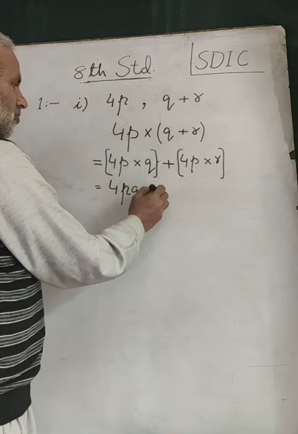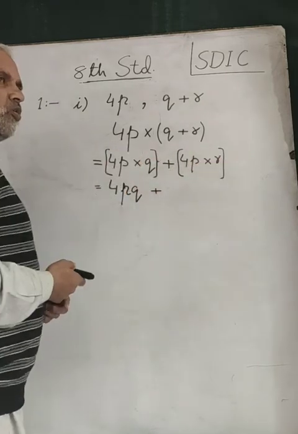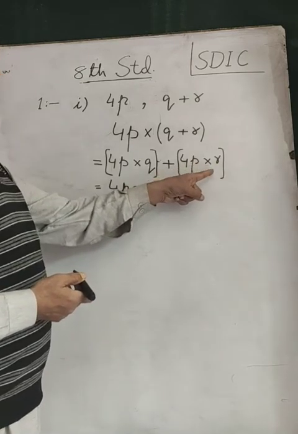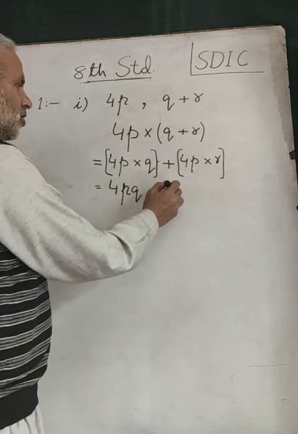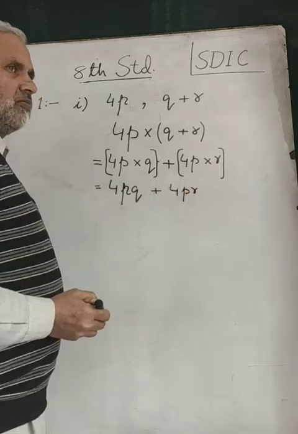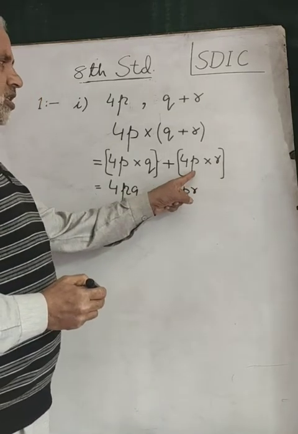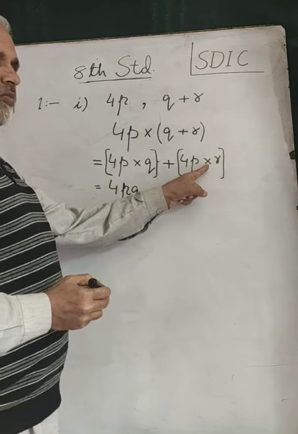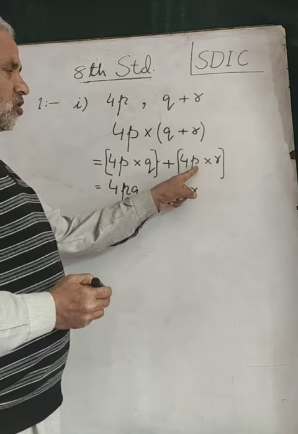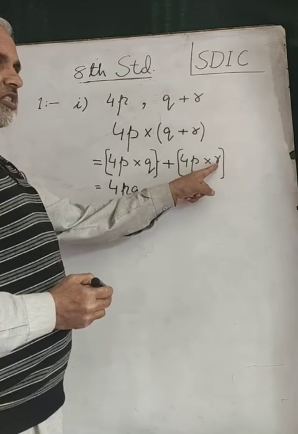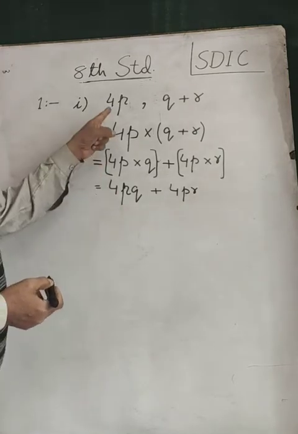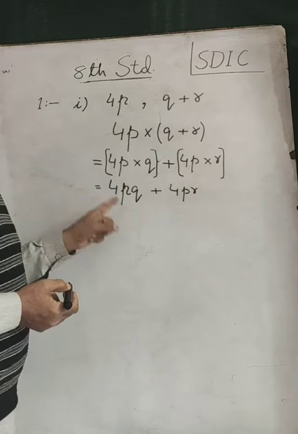Then there is plus sign. Now multiplying the monomials in the second bracket. And here also, first as we multiply coefficients, 4 will be multiplied by 1, it will remain as 4. P and R will remain as P and R. Because P is in the first monomial, it is not in the second monomial, P will remain as P. R also will remain as R because R is not in the first monomial. It is only in the second monomial. So it will remain as R. This is the product of monomial and binomial.